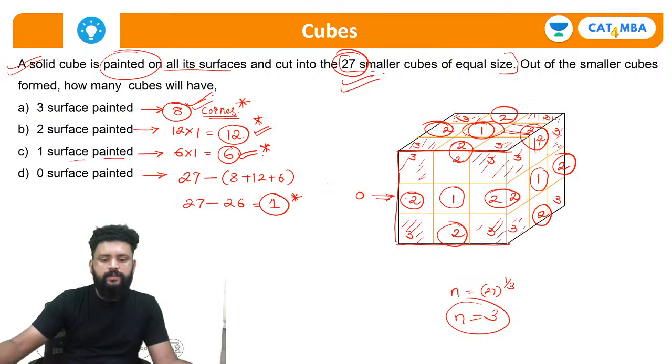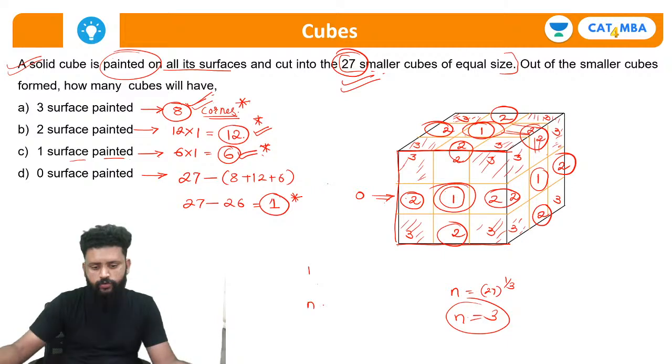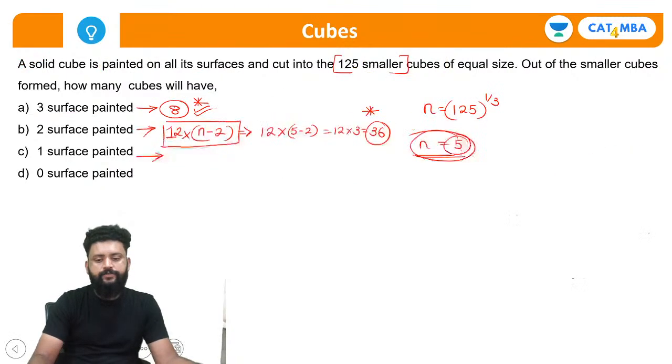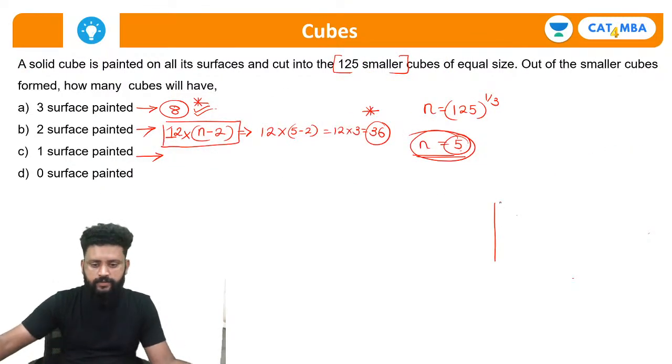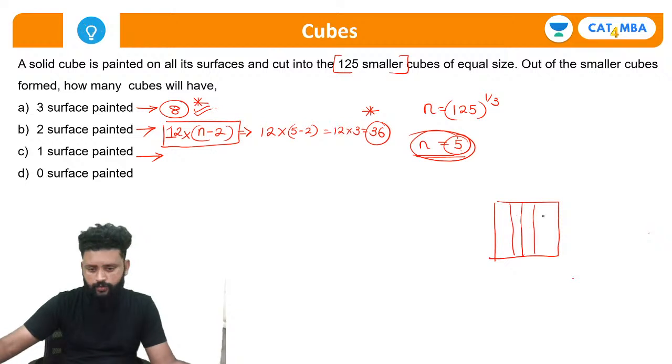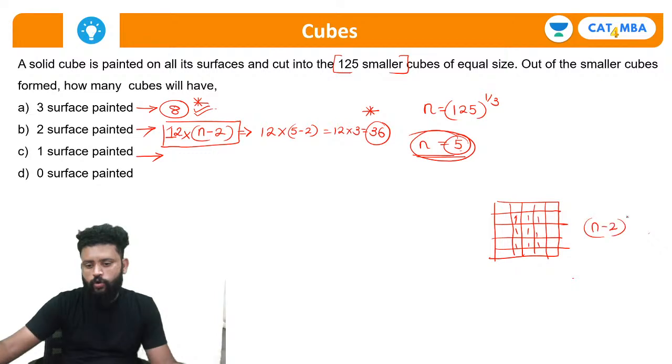For this cube there was just 1 because the value of n was 3, and n minus 2 square is just 1 square. Now for this 5 by 5 structure, if you draw it, it will be very easy to understand. 1 2 3, 1 2 3, these 9, basically it is n minus 2 whole square, 5 minus 2 whole square, 3 square, it is 9.